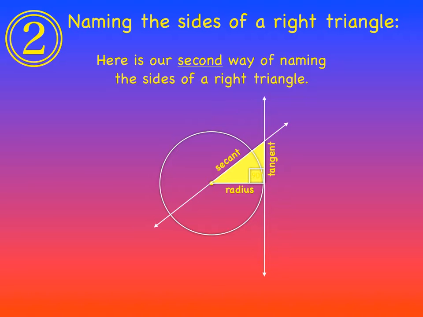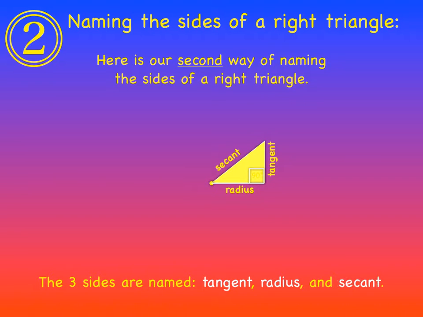Naming the sides of a right triangle, our second look at it. Here's our second way of naming the sides of a right triangle. The tangent, radius, and secant. Tangent, radius, secant.